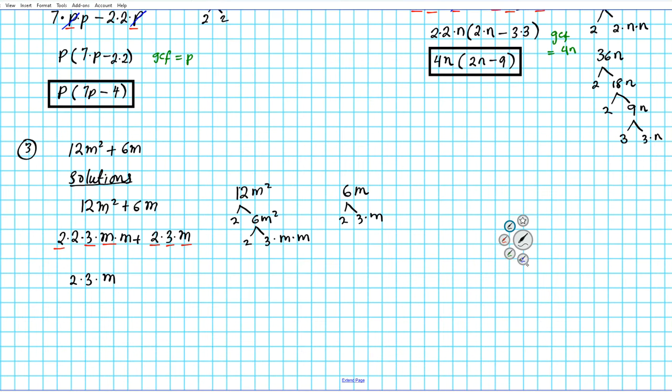Okay, so if we divided each term by that GCF, this would be 1, this would be 1, 1, 1, 1, 1. All right, so what we're left with in the parentheses is 2 times m plus 1 times 1 times 1, right? So just 1 times 1 times 1. Put everything back together. We have 6m times 2m plus 1. And there goes your answer for question number 3.